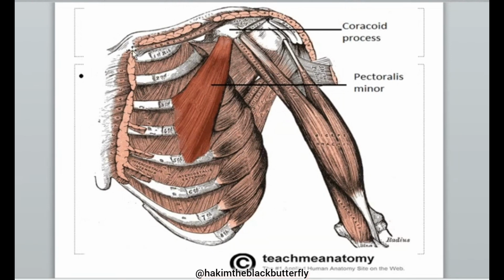So we have seen pectoralis major, pectoralis minor, subclavius, and then the fourth muscle of the pectoral region is the serratus anterior. Now this muscle is complex.